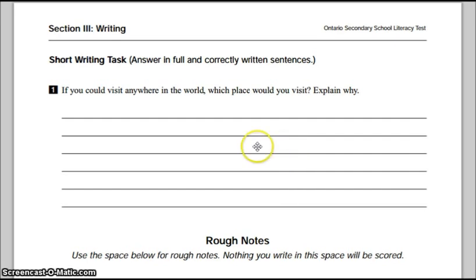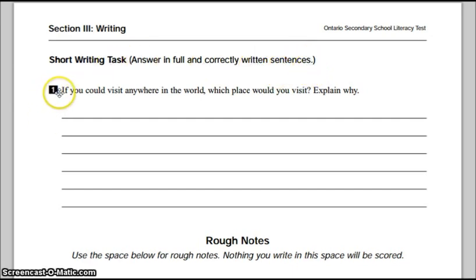So listen up. The very first thing you should do when you see this question is, what do you think? That's right, read the bloody question. So here we go, section 3. Short writing task, answer in full and correctly written sentences. That's important. You cannot answer this question in point form, and you absolutely cannot answer it in just one word. You need to write sentences with a plural.